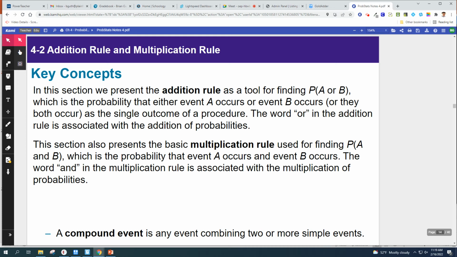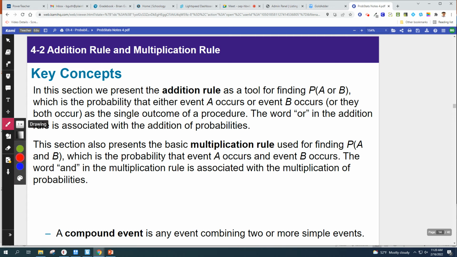4.2, addition rule and multiplication rule. Key concepts. In this section, we present the addition rule as a tool for finding the probability of A or B, which is the probability that either event A occurs or event B occurs. And we're also going to present the basic multiplication rule used for finding the probability of A and B.